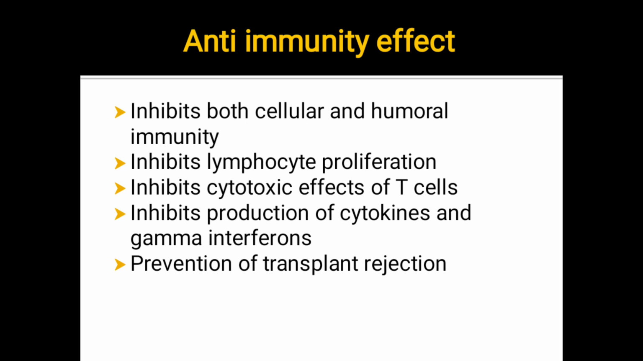There is a good anti-immunity effect also for cortisol. It inhibits both cellular and humoral immunity, but more pronounced effects are there on the cellular immunity. It inhibits the lymphocyte multiplication, especially the T cells. It also inhibits the cytotoxic effects of the T cells. It inhibits the production of interleukins from the helper T cells, and the synthesis of gamma interferons from the macrophages and the lymphocytes. So, cortisol has significant inhibitory effects on cellular immunity.